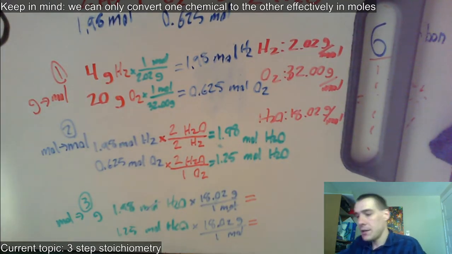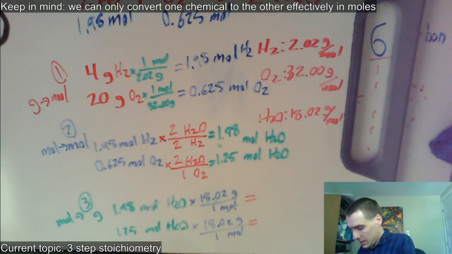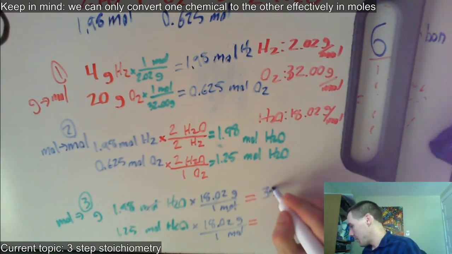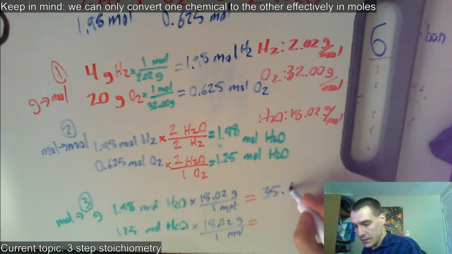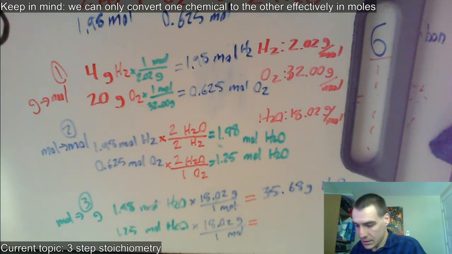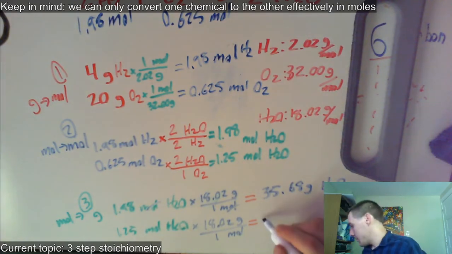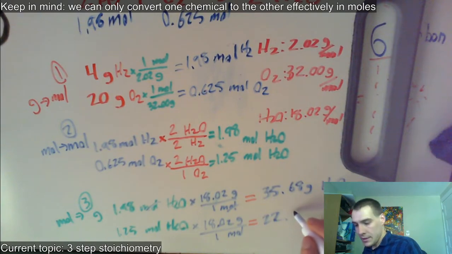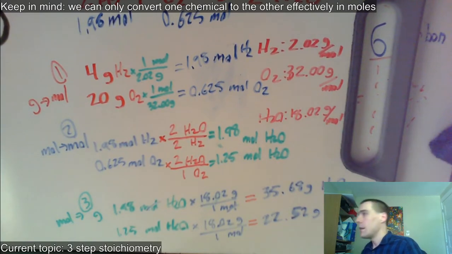Well, we're just doing the multiplication, so 1.98 times 18.02, 35.68 grams of H2O on top, and 18.02 times 1.25, 22.52 grams of H2O on the bottom.